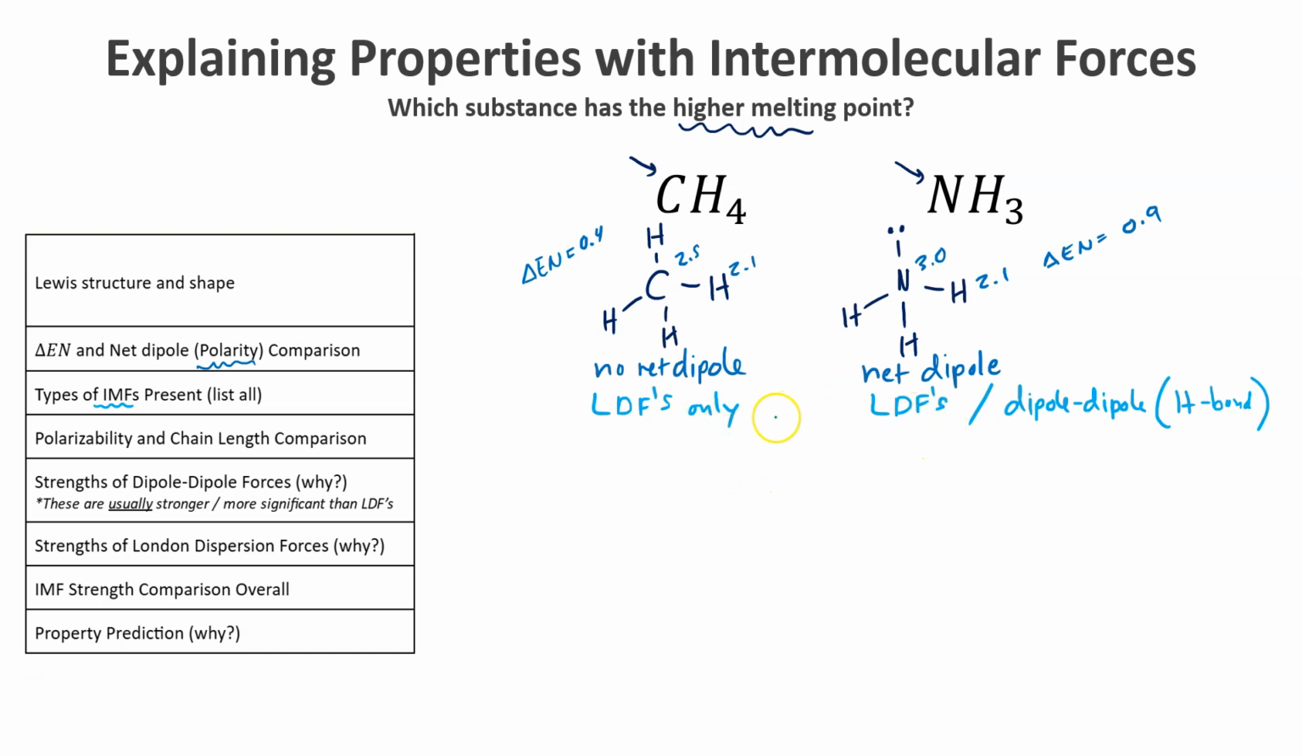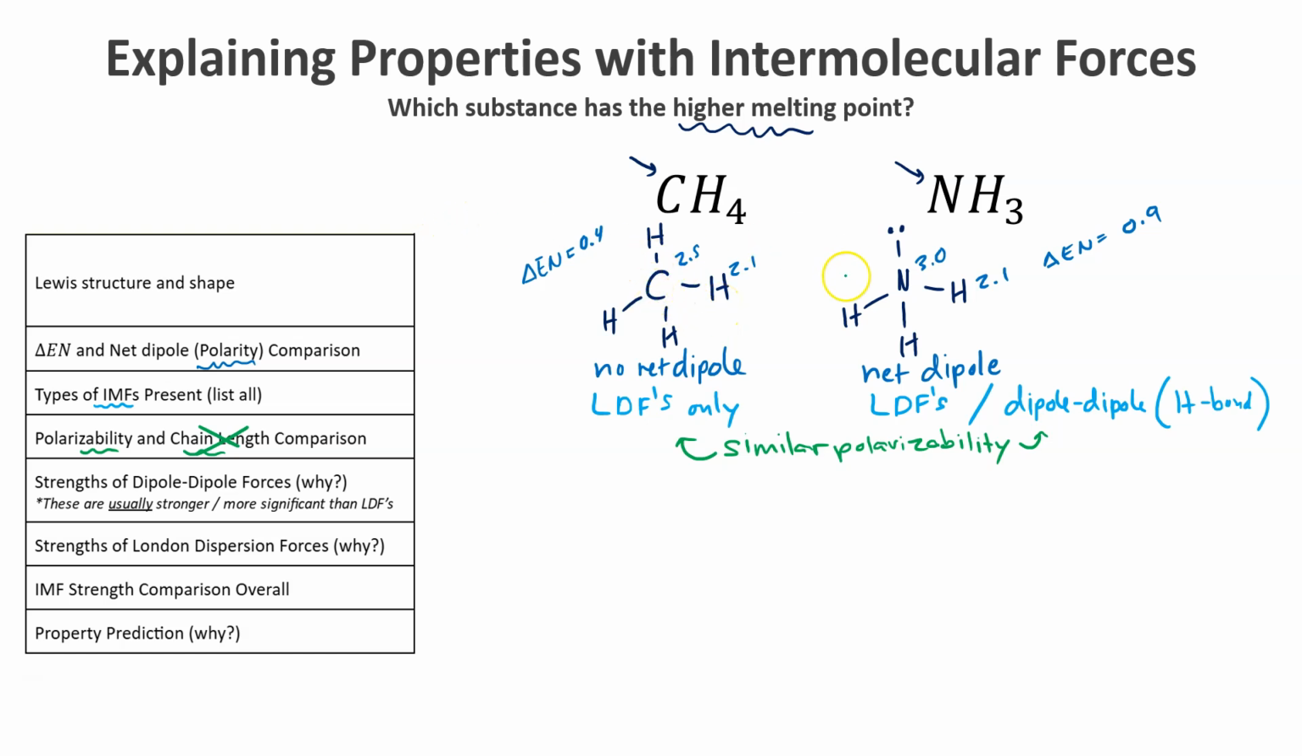Okay, so now we know what types of IMFs we're dealing with. Now let's start to compare their strength. For LDFs, you have to consider two factors, polarizability and chain length comparison. For these molecules, they are not chain-based molecules, right? They're just one single central atom, so we don't have to worry about chain length, but we can make some rough comparisons about polarizability. And the good news here is that there is no major difference in polarizability. Maybe I'll just summarize that by saying similar polarizability for both, and that's because the outer atoms on both of these molecules are hydrogen, which have the same electron clouds. There's not one larger electron cloud than another.